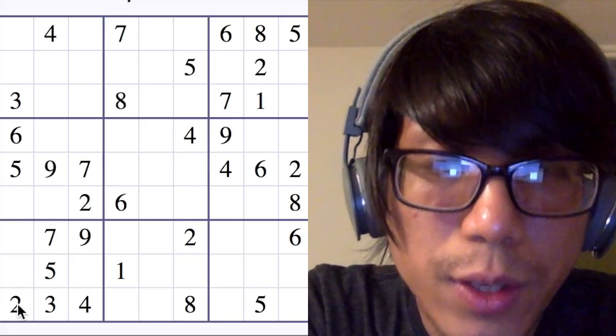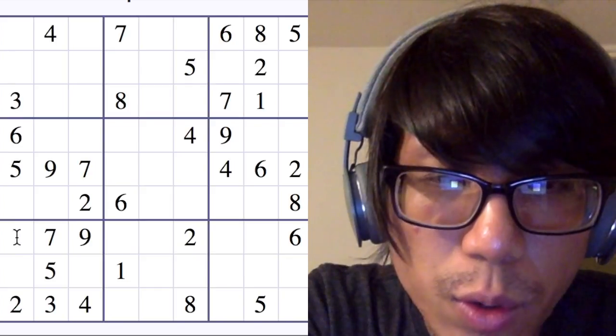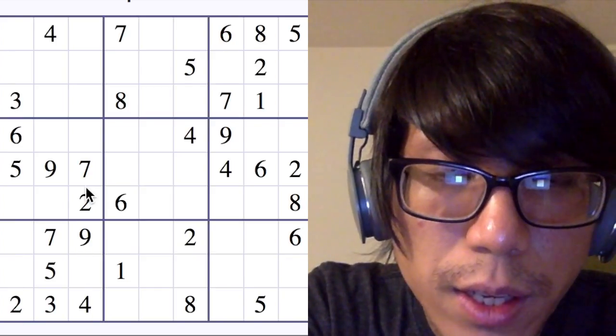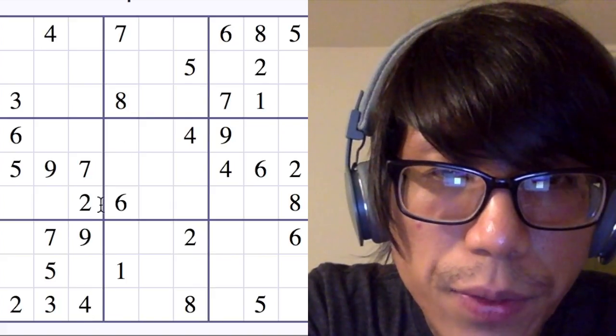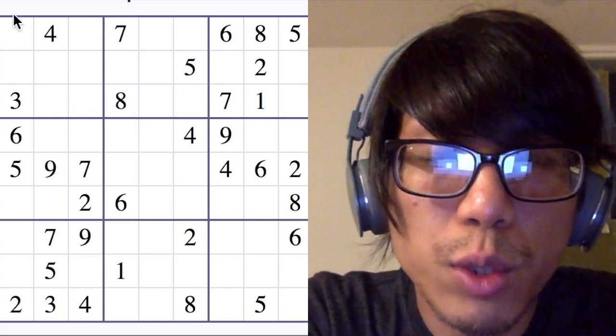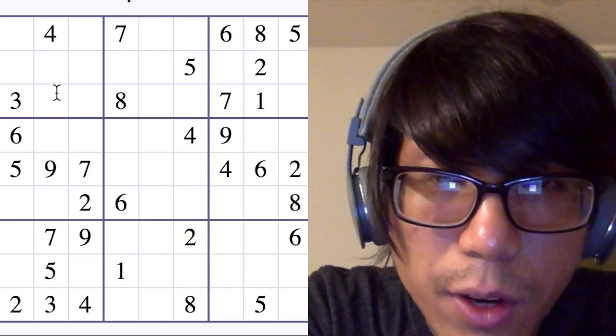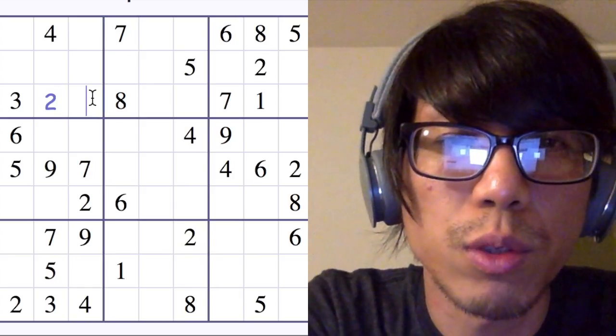Okay, so already you can see right here, we have a 2 covering the whole left line right here, and another 2 covering the whole left line right here, and we have a 2 covering this whole line. So therefore, within this whole square, all the places are blocked except this one. This one, we can safely put a 2 right here.